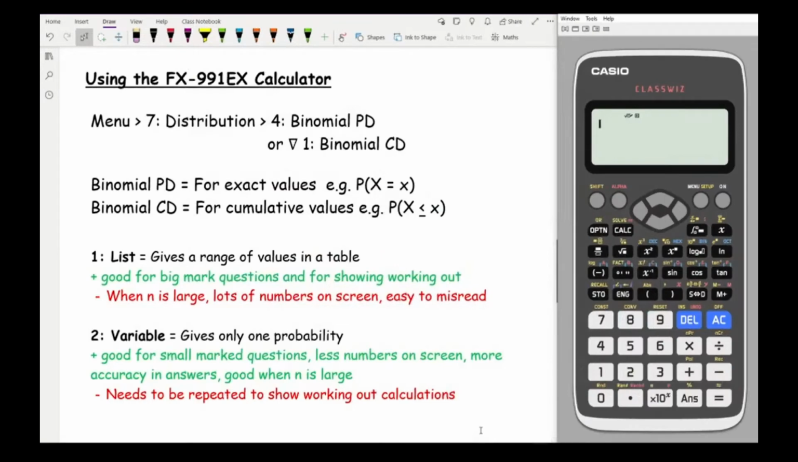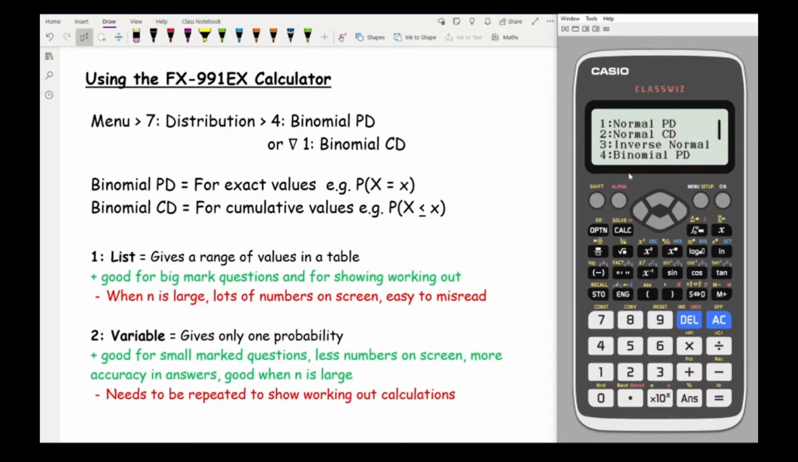So if we start by focusing on the FX991EX calculator, the two calculators are very similar, both being manufactured by Casio, but there are little tweaks on how to access certain things which I'll go through in this video. On the FX991EX calculator, we first press menu, and then select option 7, which is the distribution, which looks like a bit of a normal distribution curve, and we select that. And you'll have all the types of statistical distributions you can have.